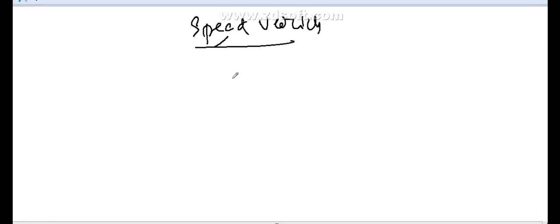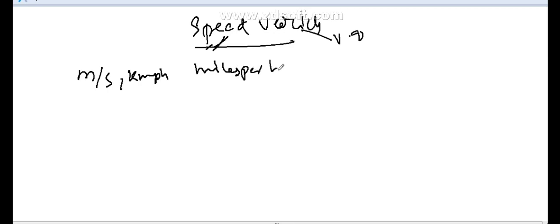Now we'll come to the next topic, that is speed and velocity. I already told you what speed is. Speed is a scalar quantity. Velocity is a vector quantity. But the magnitude is the same. The units are meter per second, kilometer per hour, miles per hour. It can be anything. Normally what you will study is meter per second and kilometer per hour.